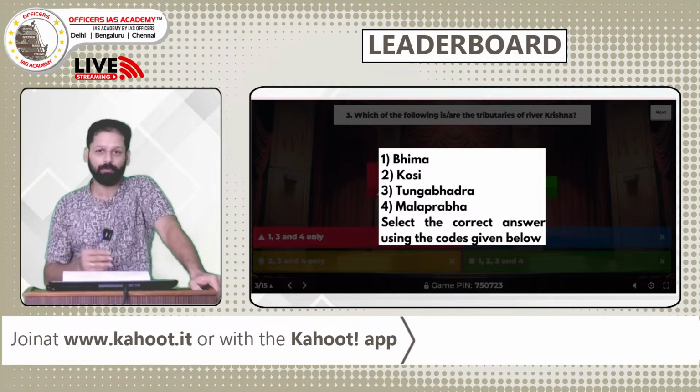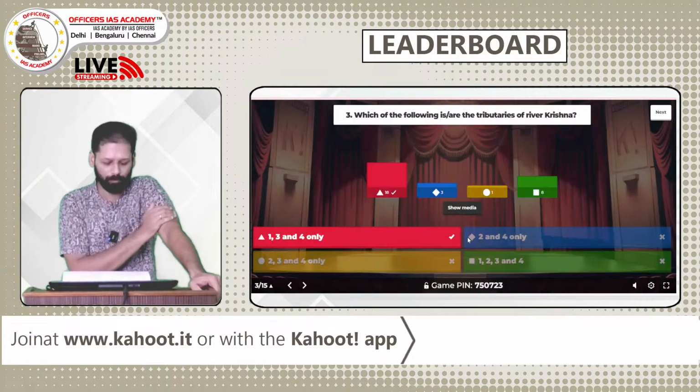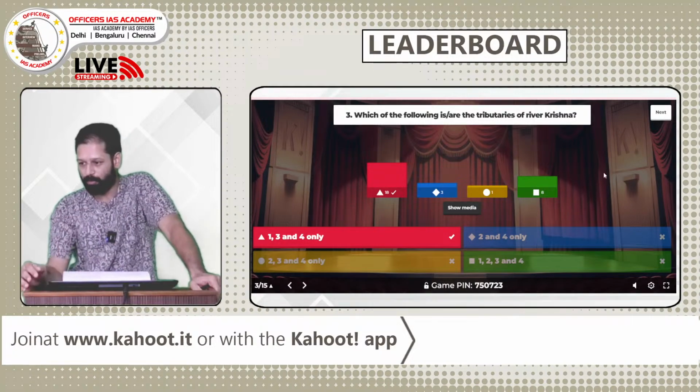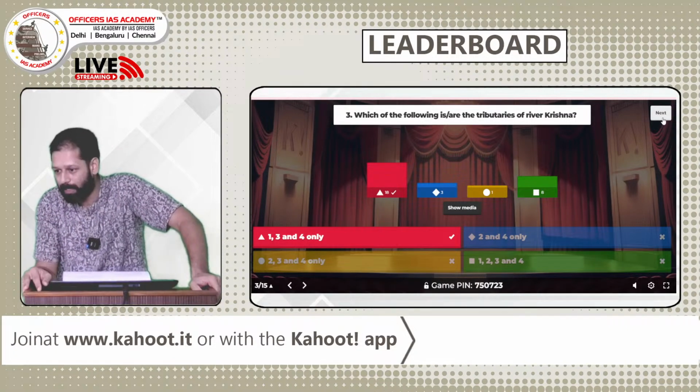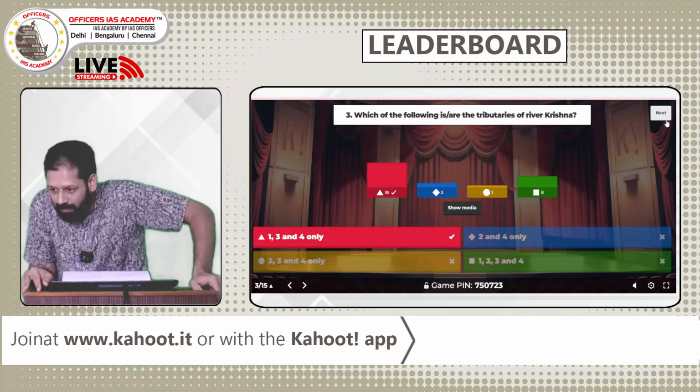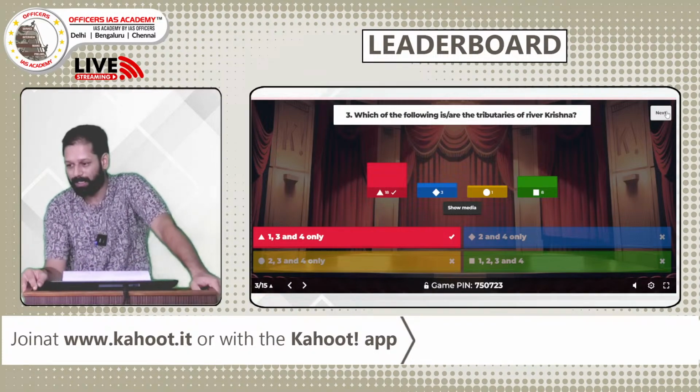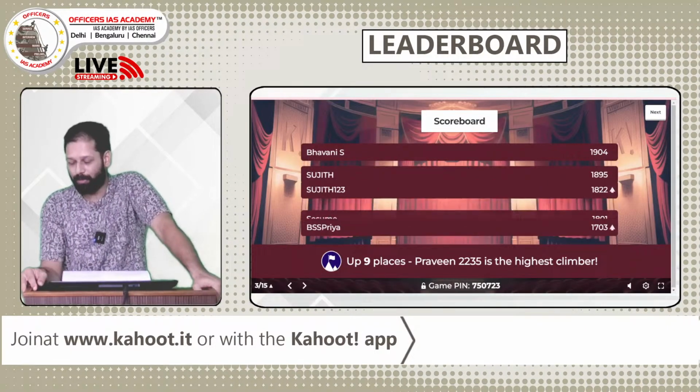Rivers and their tributaries, the drainage of India generally, is very, very important for the exam, right? So that said, we'll see that 8 people have given the incorrect answer. Almost 10 people have given the correct answer. That is quite good. Let's see who gets into the leaderboard.